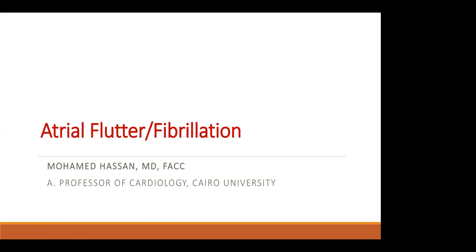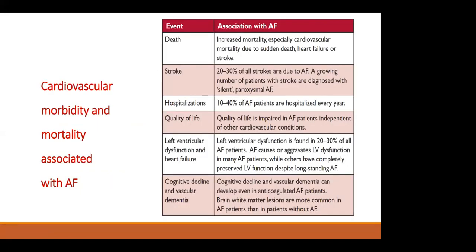As we all know, AF is really very common, with an estimated overall prevalence of around 3%, but this prevalence is significantly higher in patients with comorbidities like hypertension, diabetes, coronary artery disease, heart failure, valvular heart disease, and chronic kidney disease. And in those patients, AF is associated with significantly high mortality and morbidities.